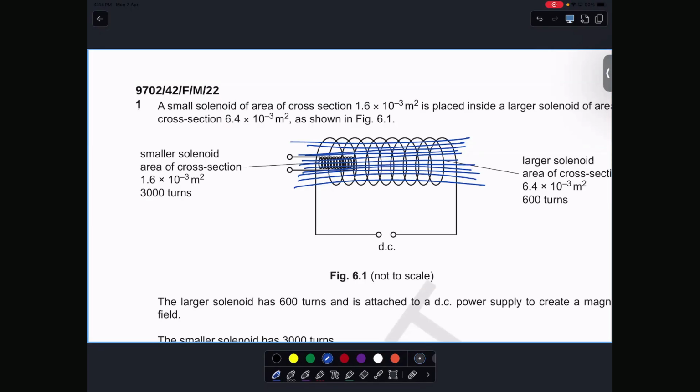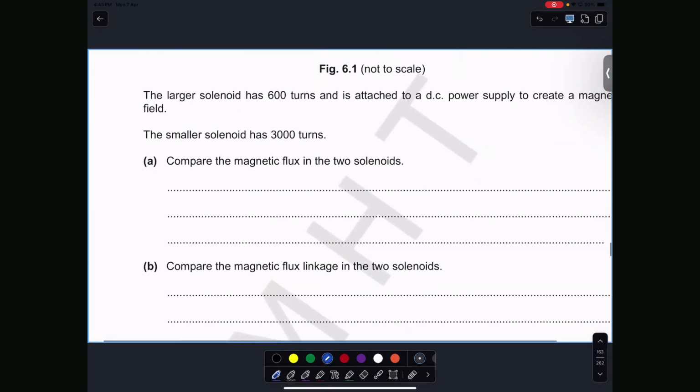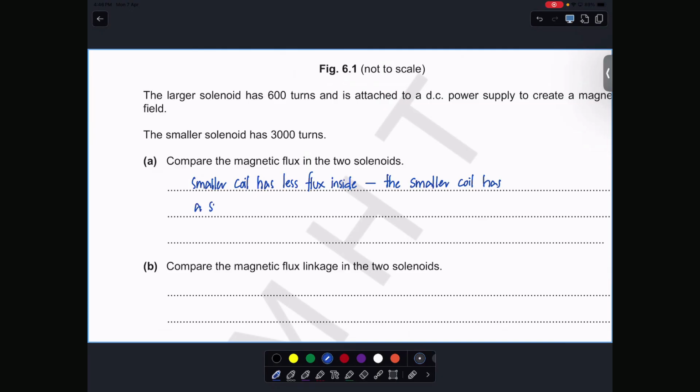Can you tell me how to compare the lines? The bigger one and the smaller one, how do you compare the number of lines? Which one has more lines? The bigger one, and the smaller one has less lines in it, right? So you can just compare the magnetic flux. So the answer will be, a smaller coil has less flux inside. Reason chai nei, but reason jodi chaito, the smaller coil has a smaller area.